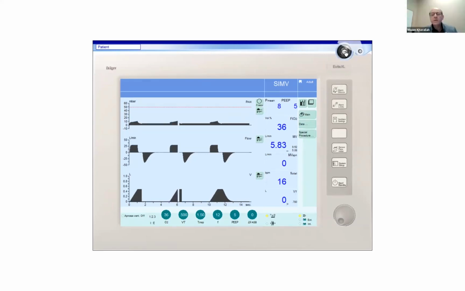Okay, so let's go back to our whiteboard and let me put the equation again. So we have a pressure on the left side that equals resistance multiplied by flow, plus volume divided by compliance.